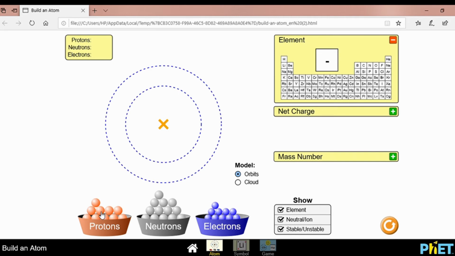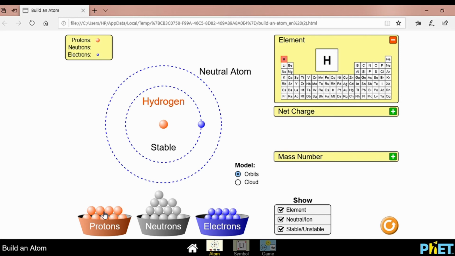So, if I add 1 proton in here, it becomes a hydrogen atom. But in here, it shows plus ion. It means the atom is not neutral. How can I make the atom neutral? Yeah, by adding an electron. Since the number of protons is 1, I need to add one more electron. Let's check this. Yeah, now the number of electrons is the same as the number of protons.